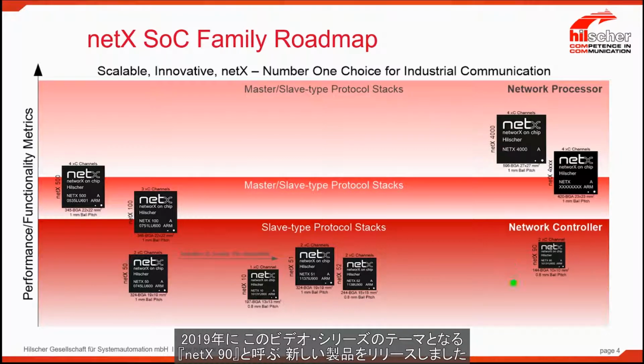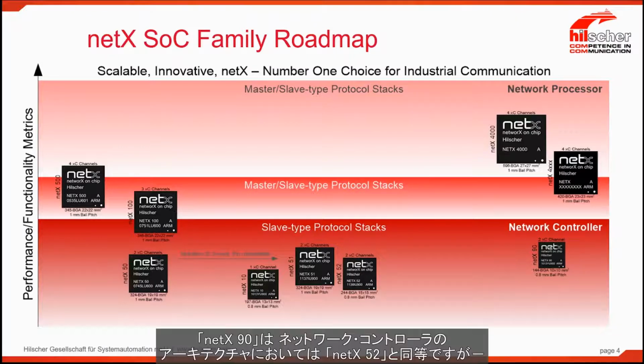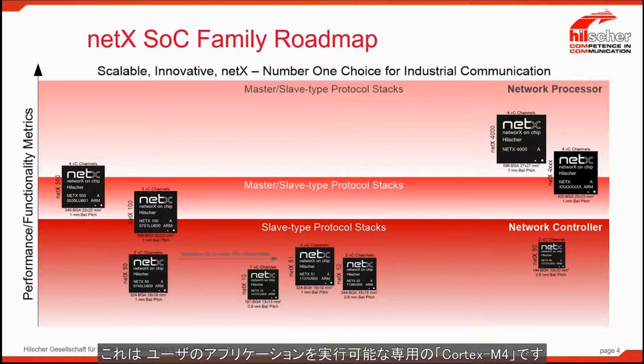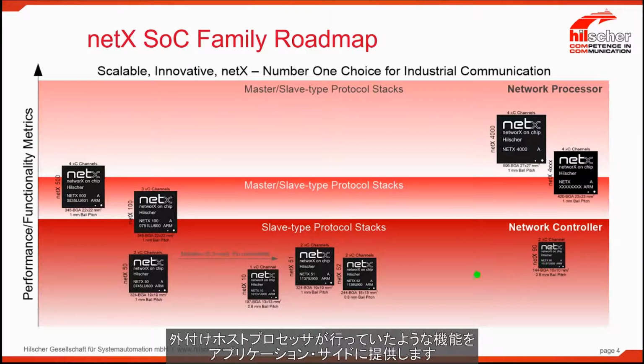This year, we've introduced a new product called the netX 90, which is the subject of this video series. The netX 90 is like the netX 52 in that the architecture of the network controller is just the same as these. However, it also includes a host processor built right into the chip. This is a dedicated Cortex M4 that is available for the user's application. And it has a whole range of peripherals, which we'll talk about in a minute, that allow the application side to work just like an external host processor would.